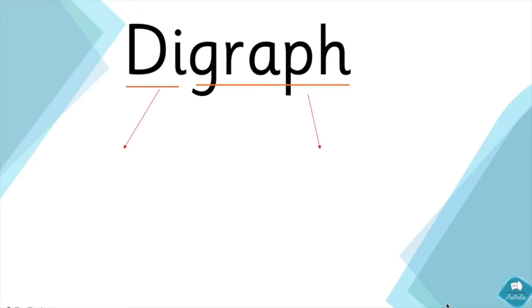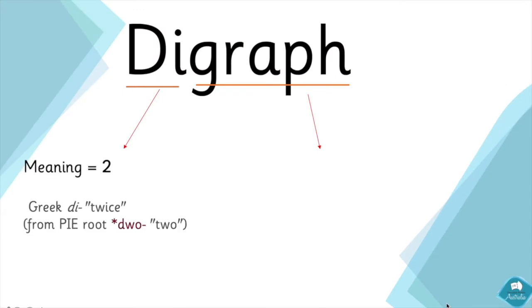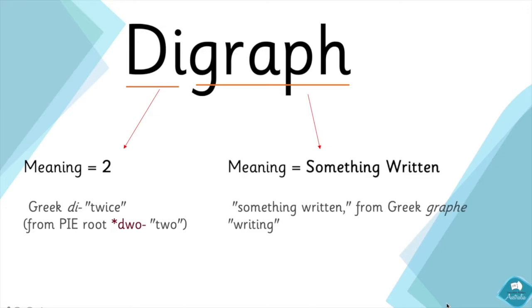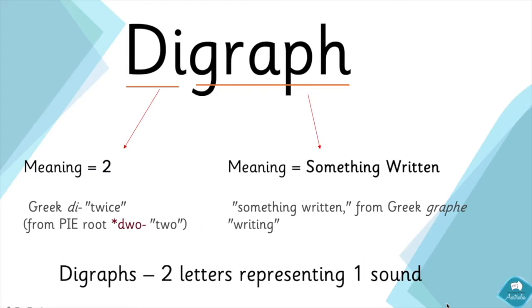Let's have a look at the term digraph. Di refers to the meaning of two, and graph refers to the meaning of something written down. So a digraph means that it has two letters representing one sound.